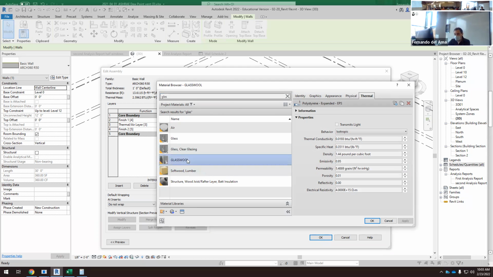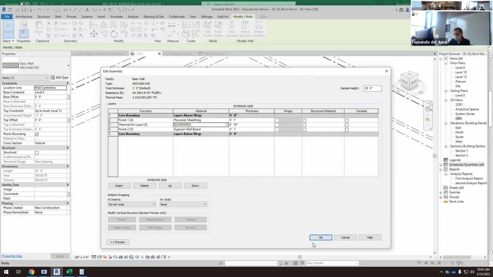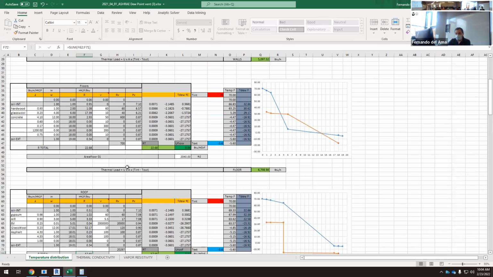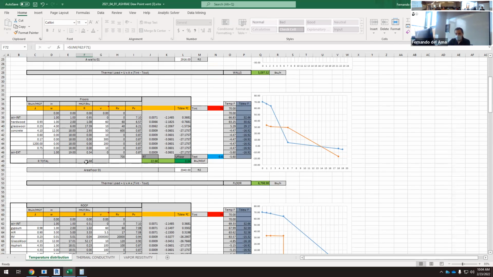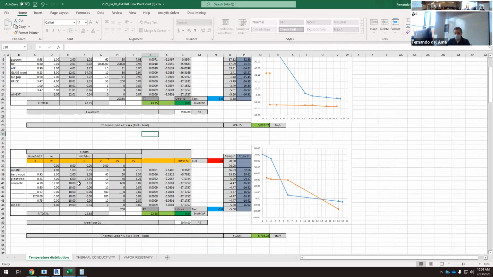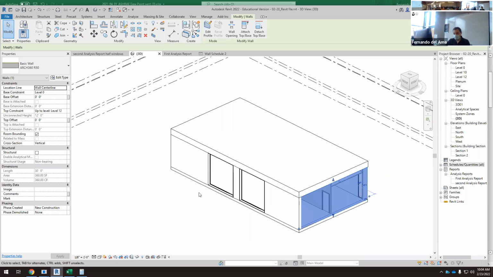Glass wool. Okay. Now the R value is 44, and it should be 44. It's fine because it's what we have in the Excel file. In the Excel file, the R value is 43. Okay, perfect.